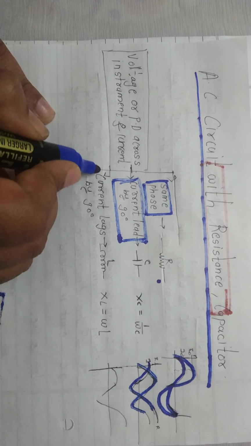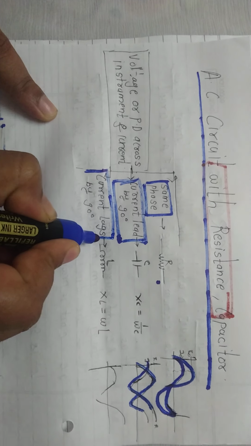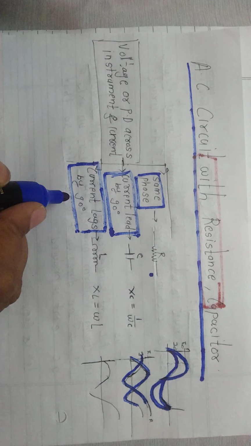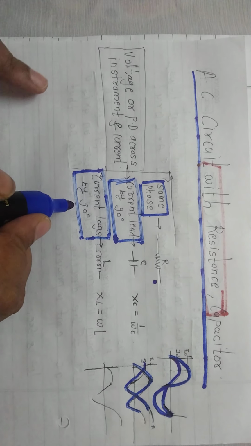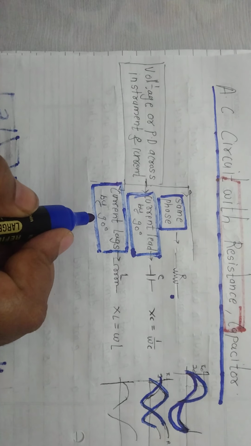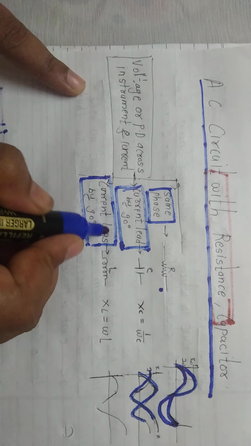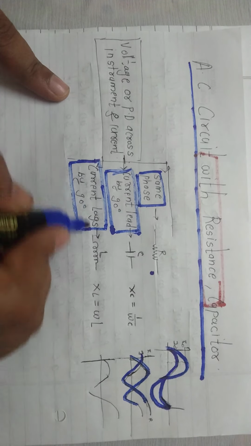And third is the AC circuit with an inductor. It is called IPL, because in an inductor the potential difference leads. In this, the current lags by 90 degrees.